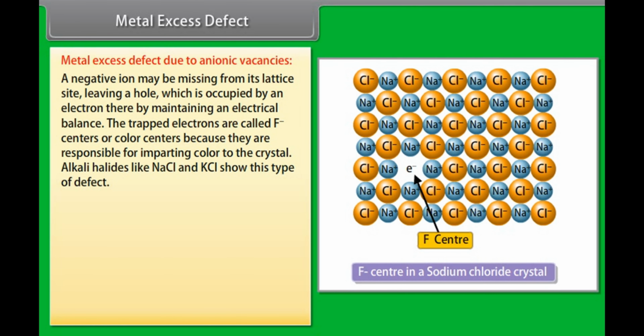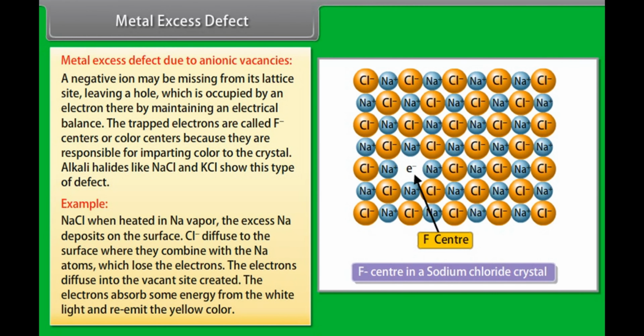A negative ion may be missing from its lattice site, leaving a hole which is occupied by an electron, thereby maintaining electrical balance. The trapped electrons are called F-centers or color centers because they are responsible for imparting color to the crystal. Alkali halides like NaCl and KCl show this type of defect.